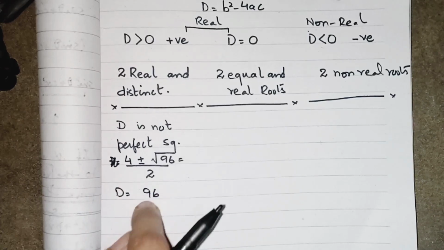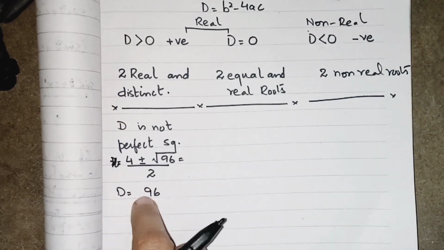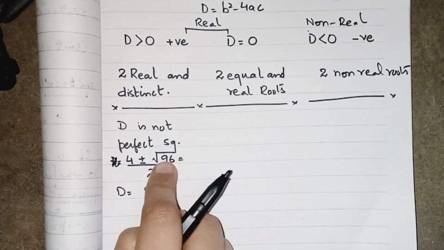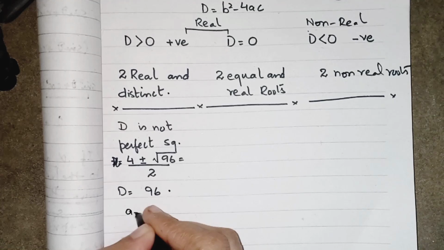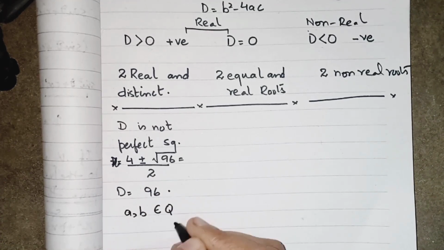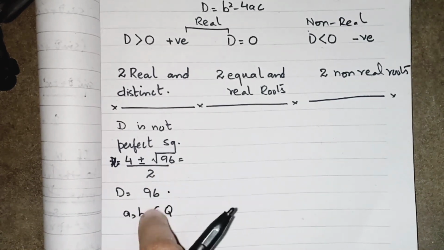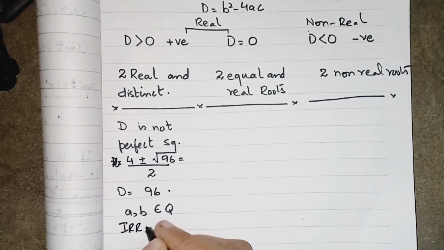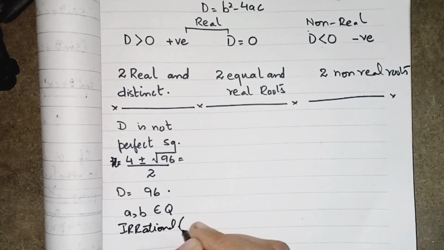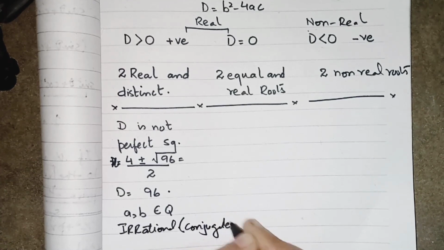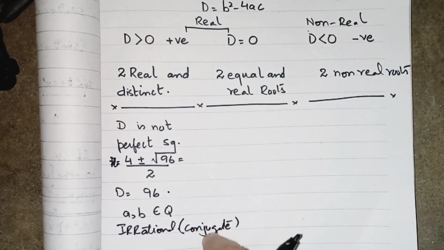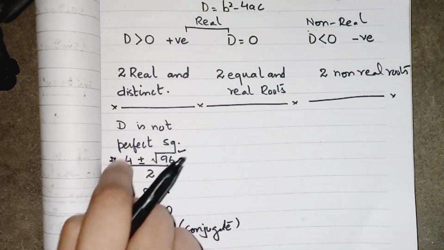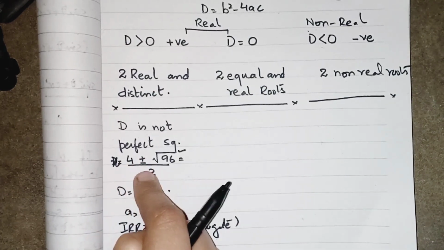So what are the conditions for the roots? How can I tell that the roots are real and distinct? We can see that D is not a perfect square, and these conditions will happen. So we can say that a and b both belong to rational. If they are rational, it gives the answer as irrational and conjugate. How can we say it is irrational and conjugate? Because it involves a root, it is irrational, and conjugate means the same expression with the opposite sign, one with positive and one with negative.